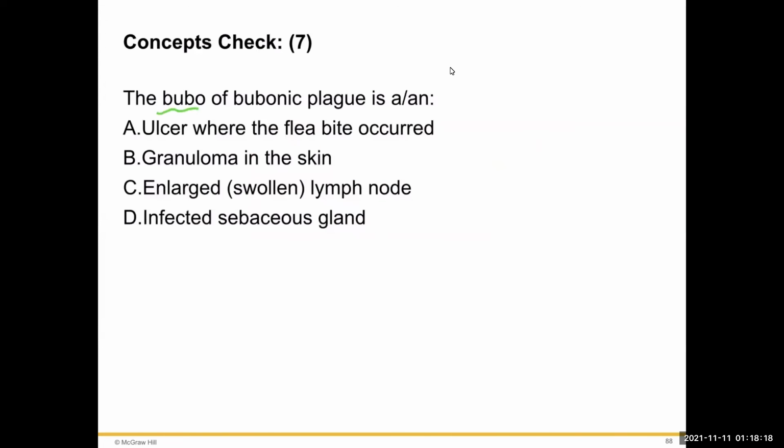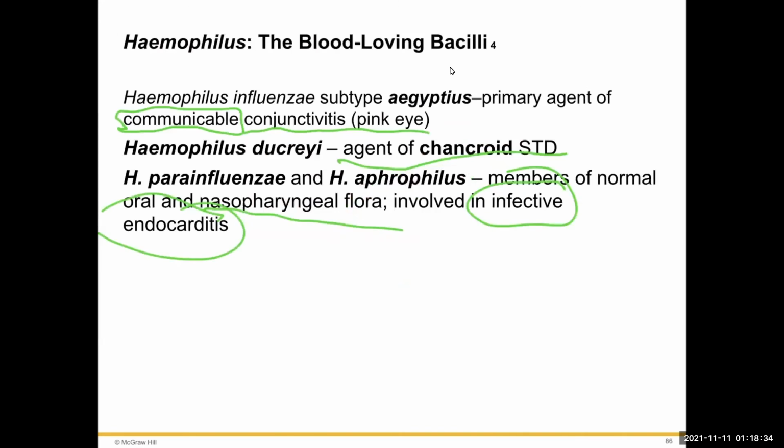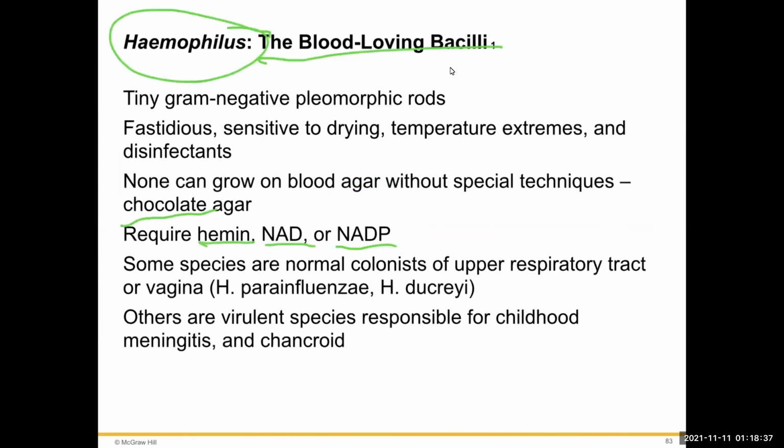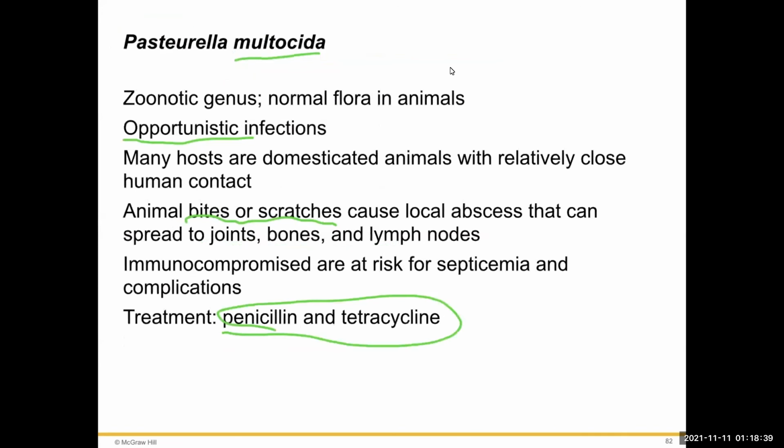The bubo of the bubonic plague is an ulcer where a flea bite has occurred, a granuloma in the skin, an enlarged swollen lymph node, or an infected sebaceous gland. Which one is the bubo? I think it's A. I'm not sure. I remember the bubo was your lymph node. Let's see where we had it. No, I had it here somewhere.